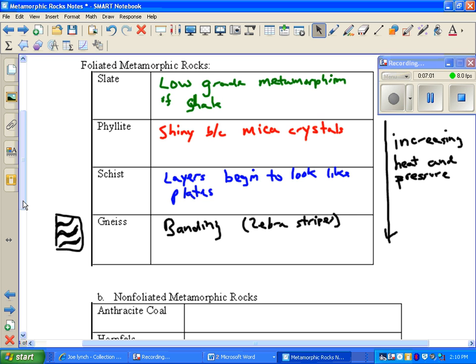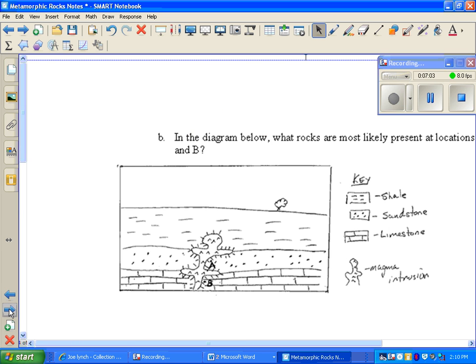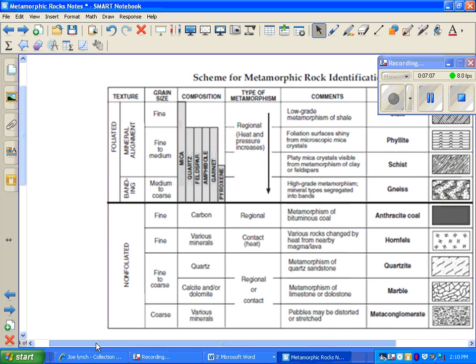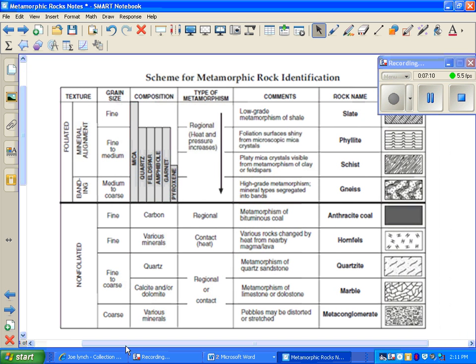Now, you don't have to necessarily memorize all of this. Again, it's on the reference tables just like our other rock information was. Our foliated ones are up here toward the top. Okay, the minerals are somewhat aligned or even banding. Okay, it talks about it's regional, so over a large area, there's more heat and pressure as I go down this way. And it gives comments or the information that we're putting on the chart right here. So if you know where this is, there's less memorization that you need to do.